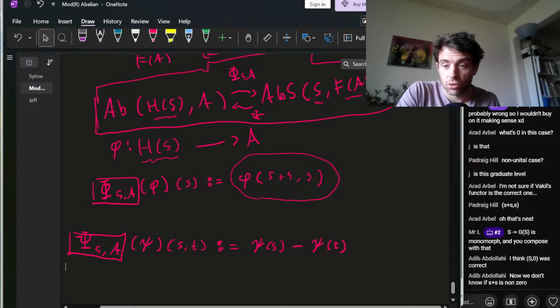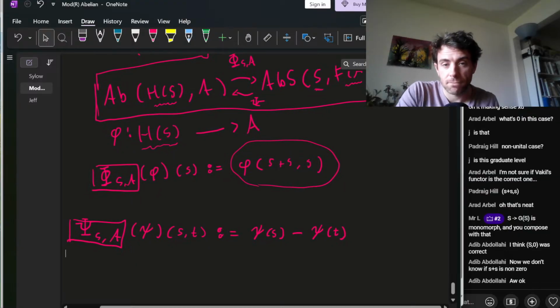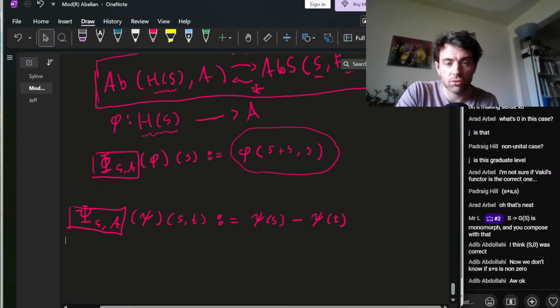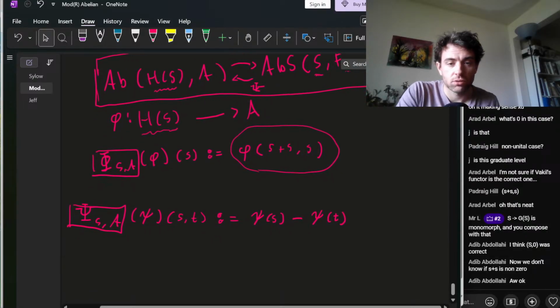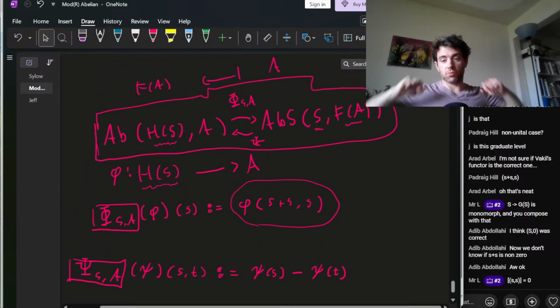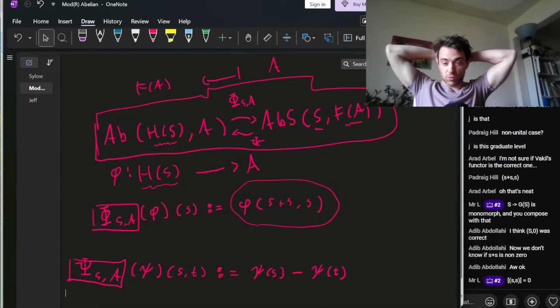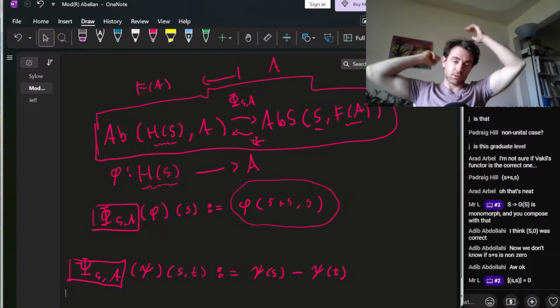Sure. Now we don't know if S plus S is non-zero. I don't know what that means. So I don't think that's an issue, is it? Yeah. So this is my guess. It should be this. Yeah, SS should be, well, yes, SS should be 0. That's true. That's absolutely true. In the groupification. Yeah.